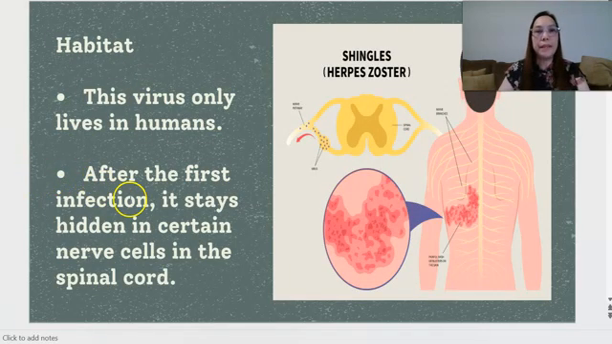Now let's go to its habitat. This virus only lives and infects humans. After a person is first infected, like having chickenpox during childhood, the virus doesn't completely go away. It hides in certain nerve cells along the spinal nerves in the spinal cord.